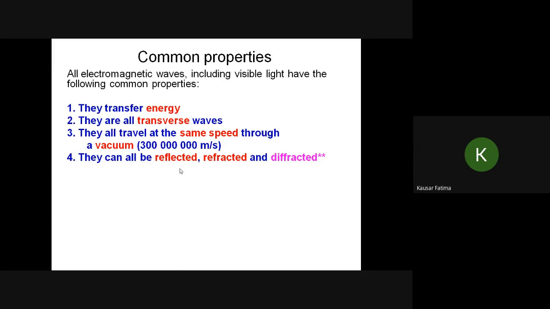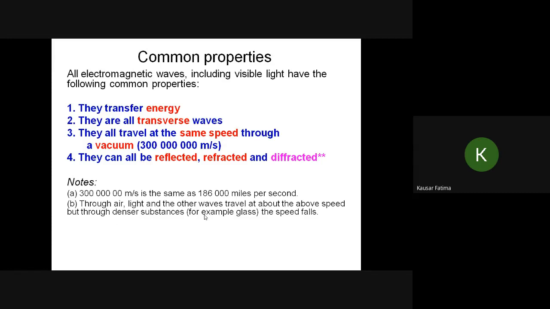So they all undergo the phenomena of reflection, refraction, and diffraction. They will be reflecting, obeying the laws of reflection. They will refract also, meaning their speed will change when they enter from one medium to another medium. This is a comparison, a conversion of millimeter per second into miles per second.